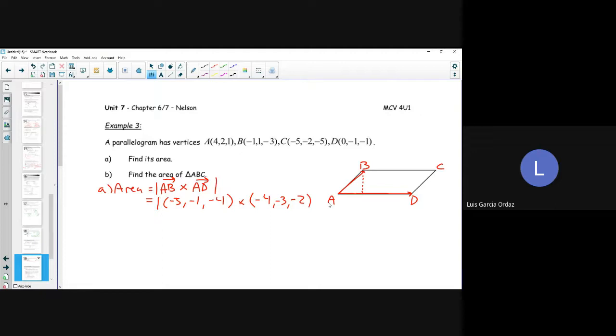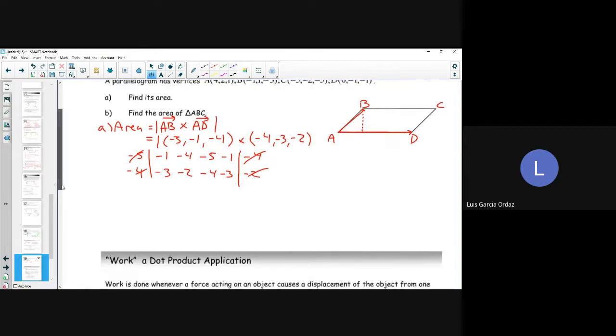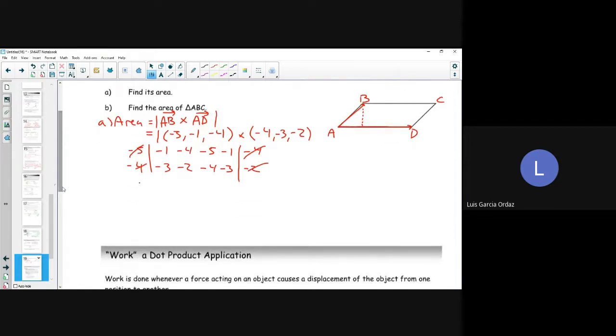So now we're going to put this in order. So we have -5, -1, -4, -5, -1, -4. And we have our next vector, which is -4, -3, -2, -4, -3, -2. Again, we disregard the first and the last. So what we're going to get is 2 minus 12, 16 minus 10, and 15 minus 4. So our vector becomes (-10, 6, 11).